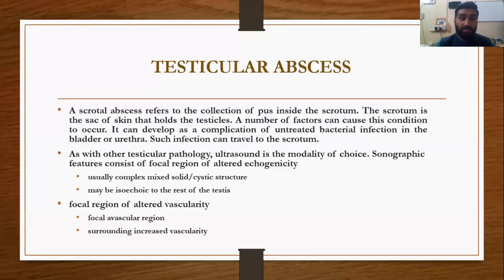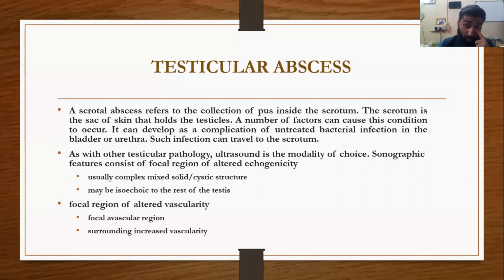Now the testicular abscess. A scrotal abscess refers to a collection of pus inside the scrotum. The scrotum is the sac of skin that holds the testicles. A number of factors can cause this condition. It can develop as a complication of untreated bacterial infection in the bladder or urethra. Such infection can travel to the scrotum. As with other testicular pathology, ultrasound is the modality of choice.